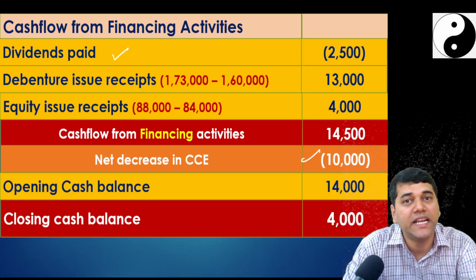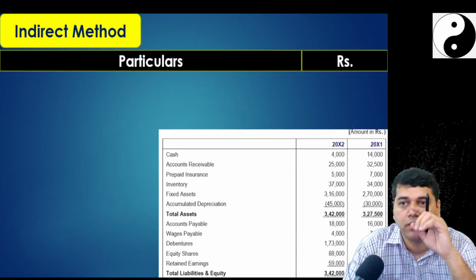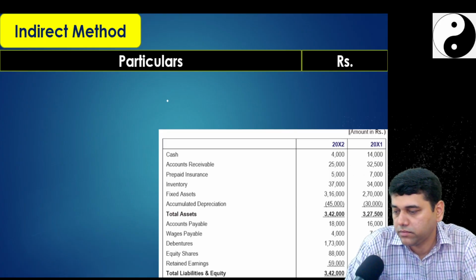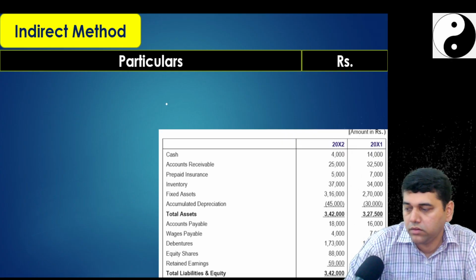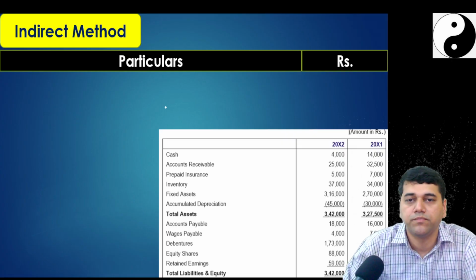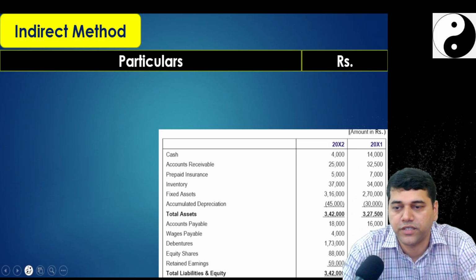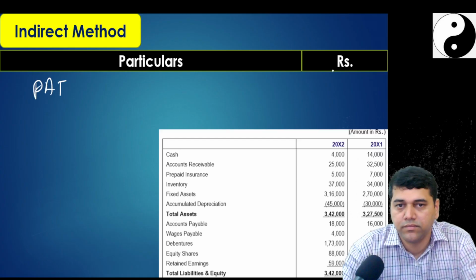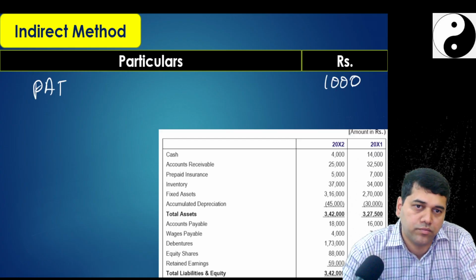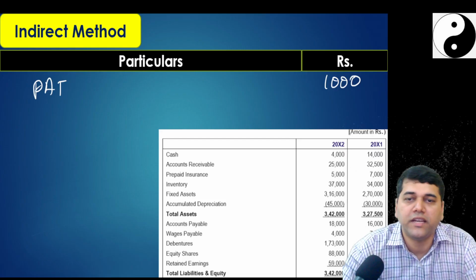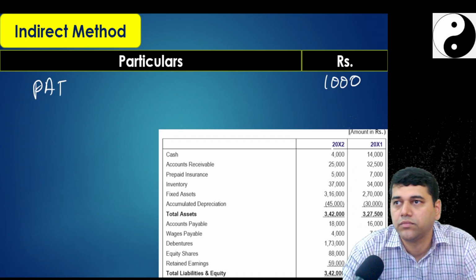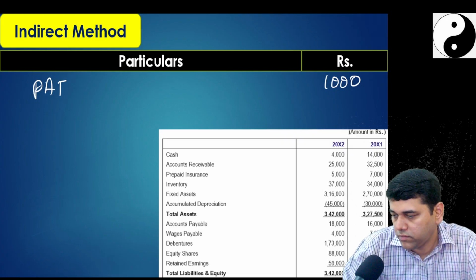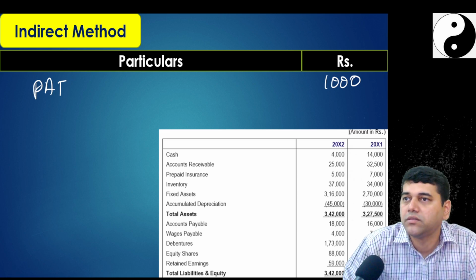Now let us do the indirect method. Write the heading indirect method. First, I will start with what? Profit after P&L account. How much is my PAT? 1,000. PAT is 1,000. 1,000 is my PAT, no? Net profit. I'll start from there.